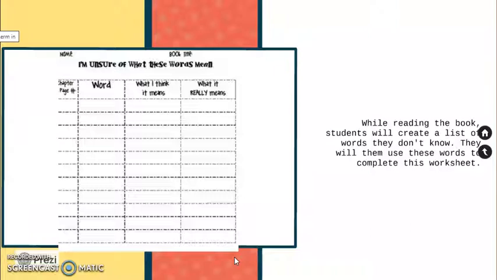Now they will just do these three columns first, and then when they're done reading the first chapter of the book, or how much they read within the given time, they will then use their dictionary to find what the word really means.